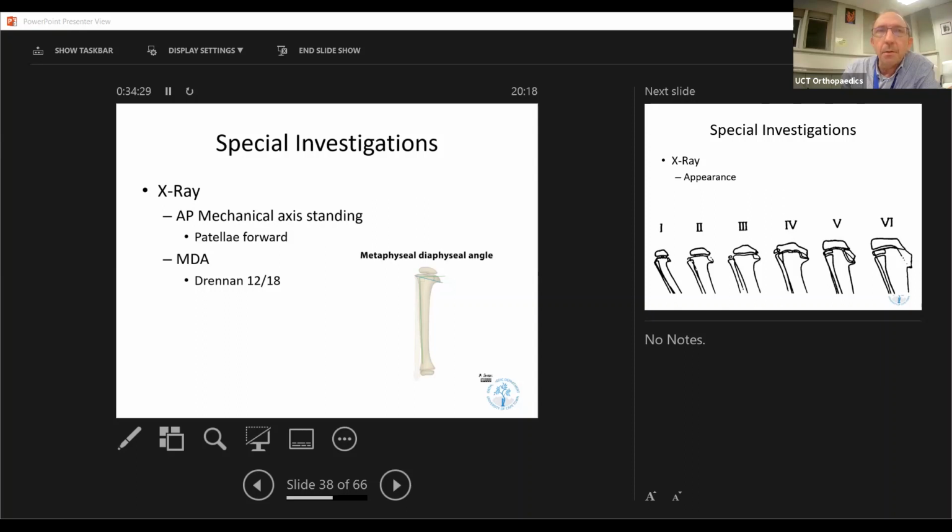Depending on the amount of angulation that you choose would then depend on how sensitive such a screen is. There are other authors who have stated 18. 18 would say that basically everybody who has an MDA of 18 has Blount's. 12 gives you a little bit of leeway.